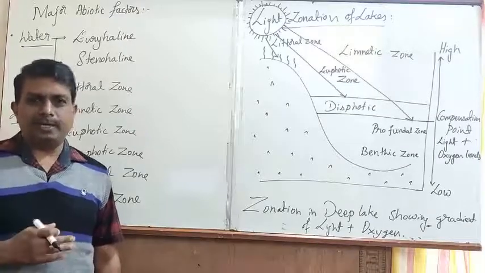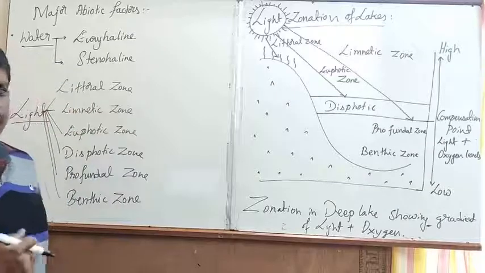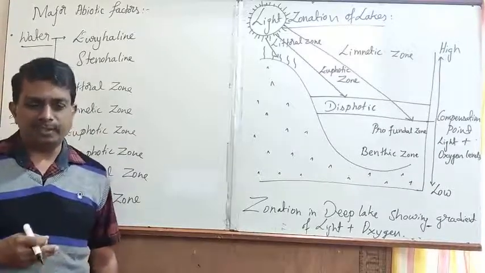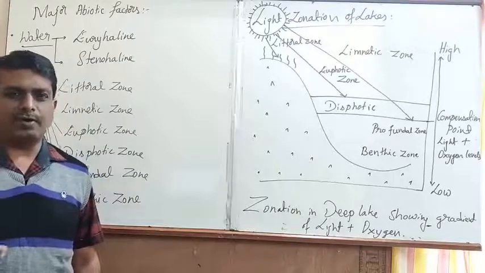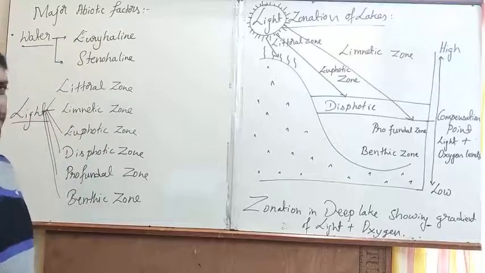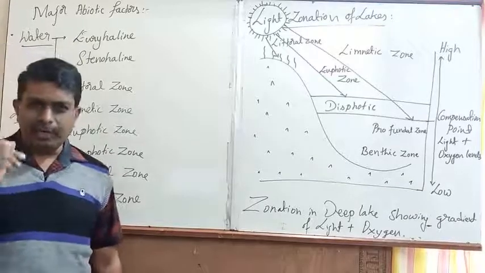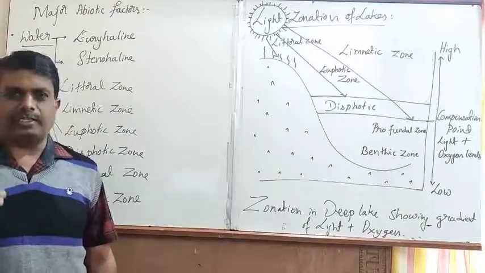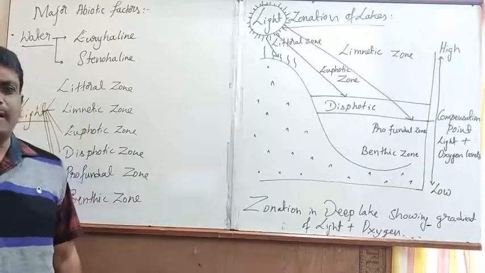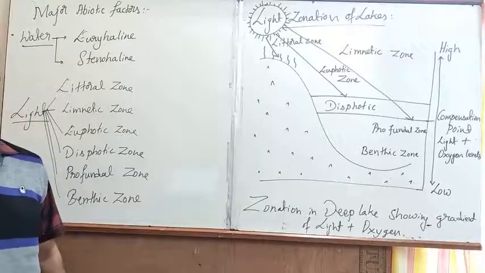Today, I will explain the role of water and light as major abiotic factors in determination of the wide variety of life forms on the earth surface. The second important major abiotic factor is called water. Water is called the liquid of life.